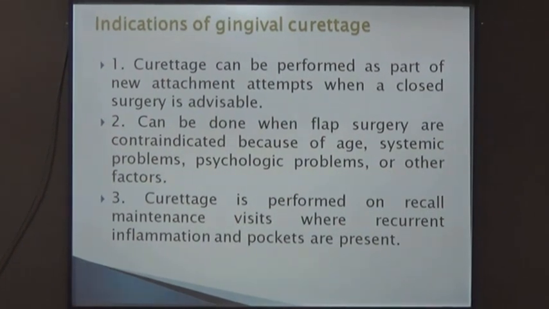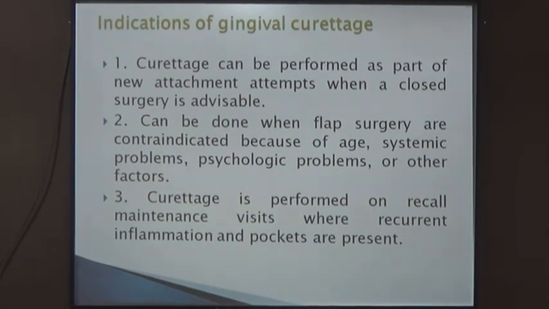It can be done when flap surgeries are contraindicated. When do they get contraindicated? Old age, very old, and systemic problems, some endocrine problems, diabetes, bleeding disorders, and psychological problems. I told you already, systemic factors which impair healing, endocrine problems, stress and other things. And curettage is performed on recall maintenance visits where recurrent inflammation and pockets are present. Why is there recurrent inflammation and pockets? Because the disease already exists, and at the same time we are not able to do a flap surgery because of factors including impaired healing. At that time you do recurrent curettage, and you call the patient on a recall visit to maintain gingival health.